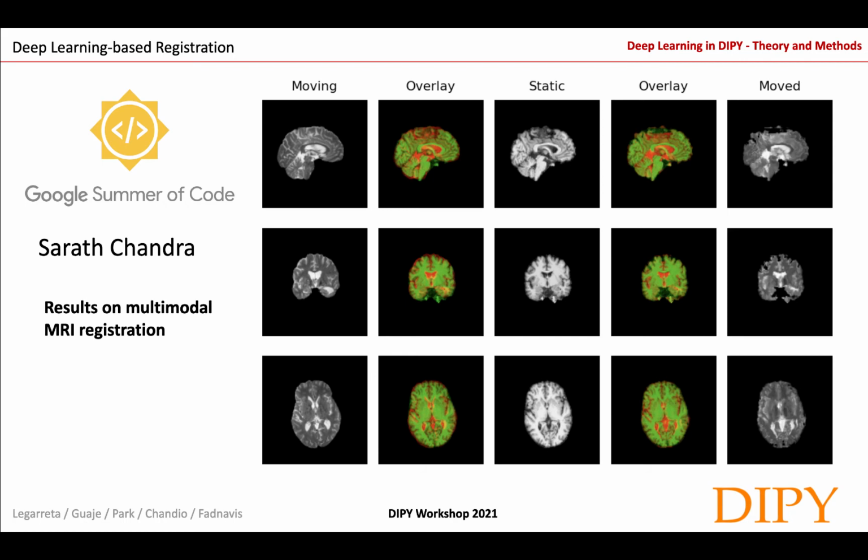And I will stop now, and Shreyas will continue and talk about how the VoxelMorph API looks like in DIPY and what our future directions for this work are.